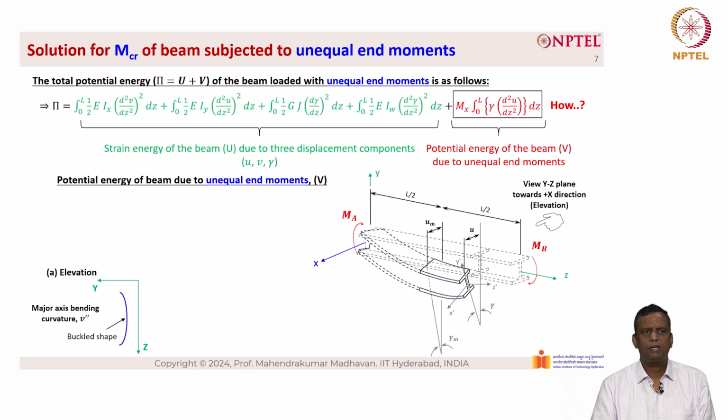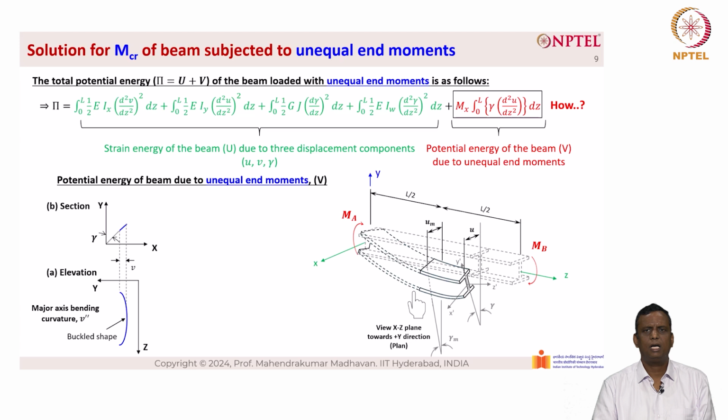This is major axis bending curvature v double dash. Now let us look at it from the XY plane towards the positive Z direction, which is the cross section. So we have gamma, which is the angle of rotation here. And we can see that the displacement is measured as v. Now let us view the XZ plane towards the positive Y direction, looking at it from the bottom. We have the buckled shape that is given here. So this is minor axis bending curvature minus u double dash. So the corresponding displacement in the x direction is given as u.